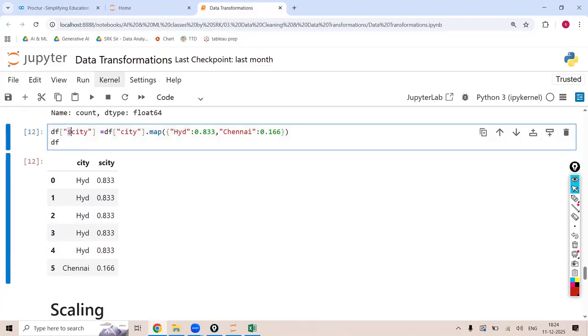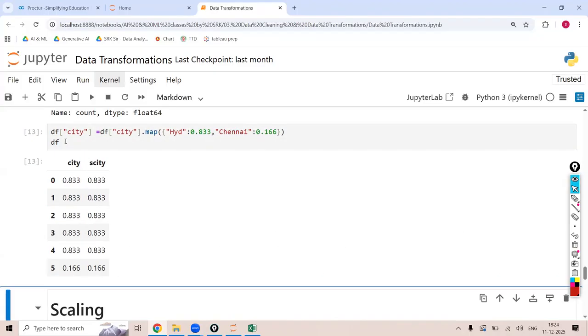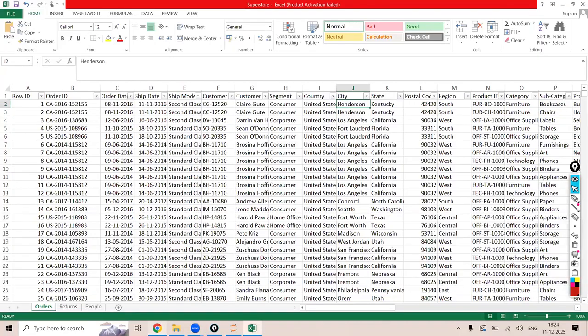I'm going to create a new column. Whenever you write a new column name, it is going to create a new column. For example, instead of writing like this, if you have written like this, it will replace that one. If you want to replace, write the same city name on the left side. If you want a new column, write the new column name on the left side. Points are clear?